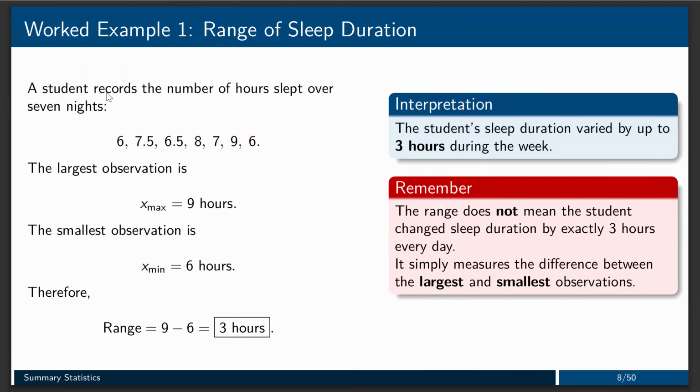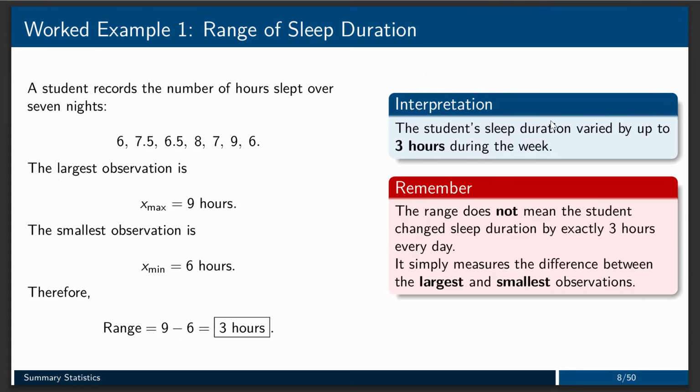Another example: a student records the number of hours slept over 7 nights. These are the values: 6 hours the first night, 7.5 hours, 6.5 hours, 8 hours, 7 hours, 9 hours, 6 hours. From these observations, the largest observation is 9 hours, and the smallest is 6. So the range is the difference between the maximum and the minimum, which is 9 minus 6 equals 3.